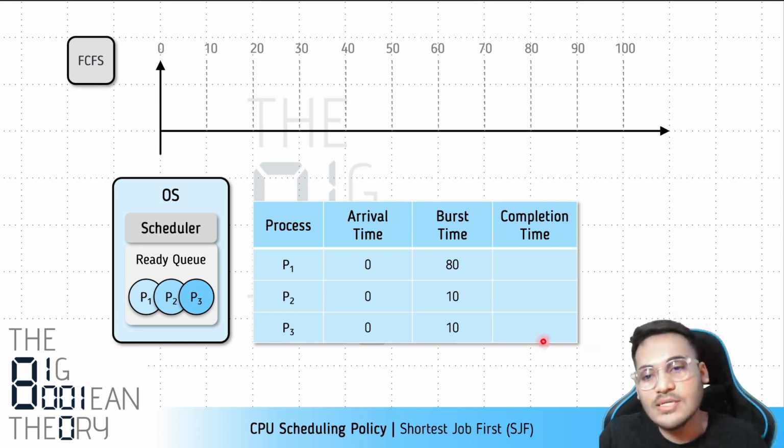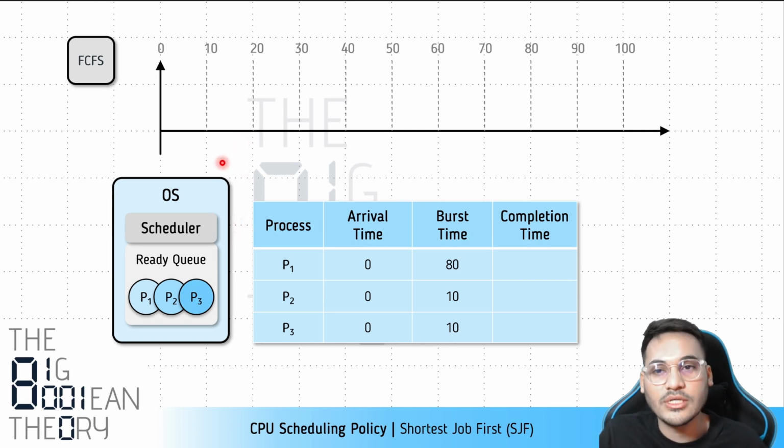In this example, you can see that there are three processes, P1, P2, and P3, and all of them have arrived at time zero. So basically all the processes have arrived in the ready queue at t equals zero, and we are going to follow FCFS. So what will be the scheduling order? We'll make the Gantt chart for this.